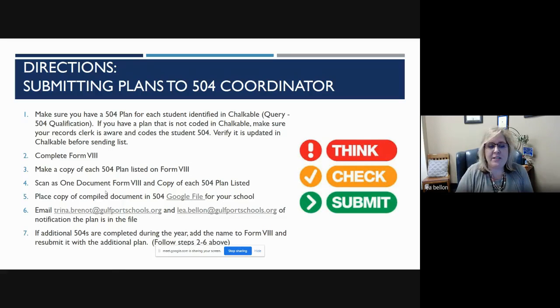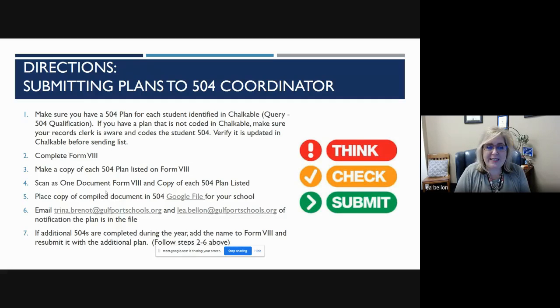Then you're going to also send me Form 8, which you just write in the student's name. I think it has their birth date, their MSIS number. So again, this is another checks and balances. You'll have that form, and if you have 5 students listed, then I should have 5 504 plans, okay?